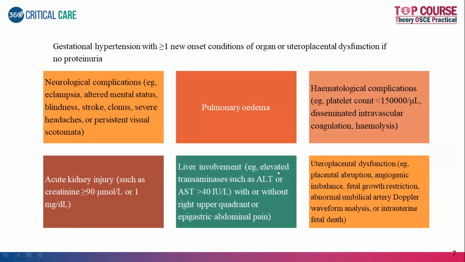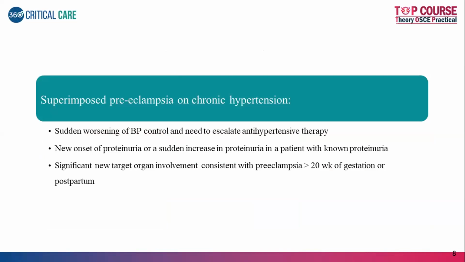Second, respiratory: pulmonary edema. Third, hematological: your HELLP syndrome or any DIC. Fourth, kidney: AKI. Fifth, liver involvement in the form of elevated aminotransferases or right upper quadrant or epigastric pain. And the last one is related to the fetus, that is uteroplacental insufficiency. Okay, if any one of these is present, then it is severe preeclampsia, end organ involvement. So that is about your preeclampsia.